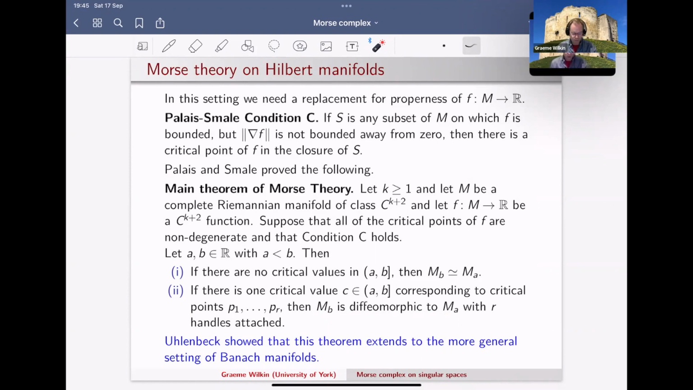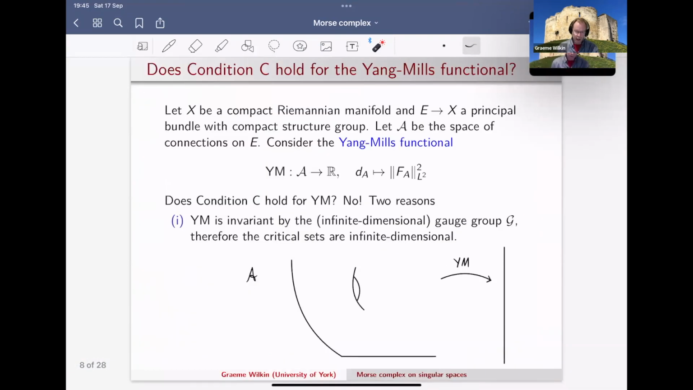Karen Uhlenbeck's first contribution to Morse theory was to show that this theorem extends to the more general setting of Banach manifolds, where you don't necessarily have an isomorphism of the tangent space with its dual. And then more interestingly, this is something that came later, you could ask, does condition C hold for the Yang-Mills functional, which we've seen already?